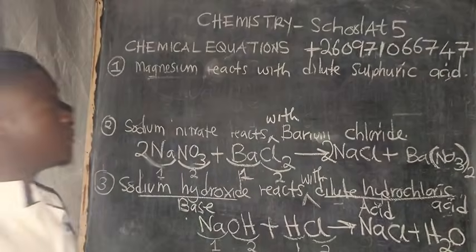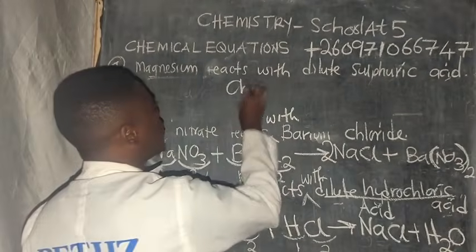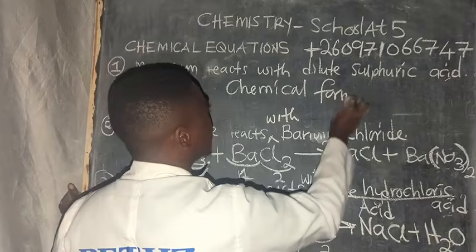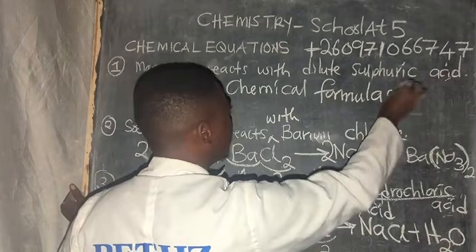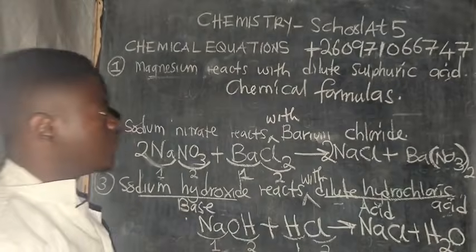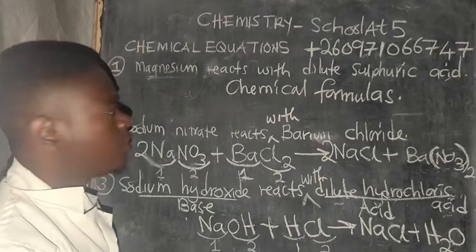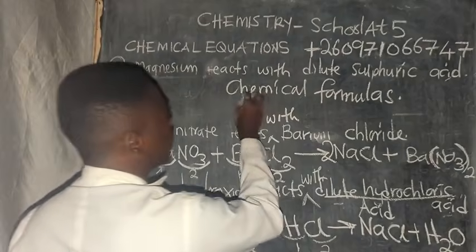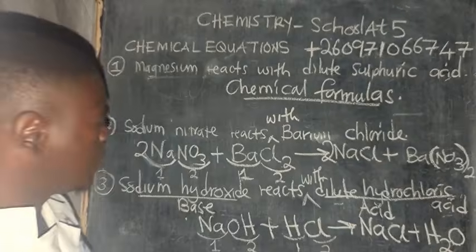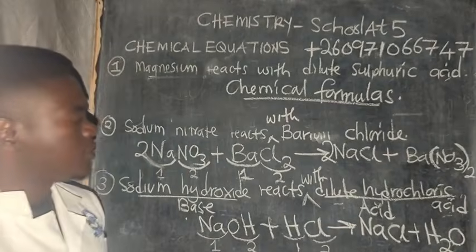The key thing here is knowing what we call chemical formulas. If you don't know chemical formulas, this may be challenging to you. Chemical formulas are very important whenever we are talking about chemical equations. So the prerequisite knowledge that you need to have is chemical formulas, so that you can be perfect in these things.